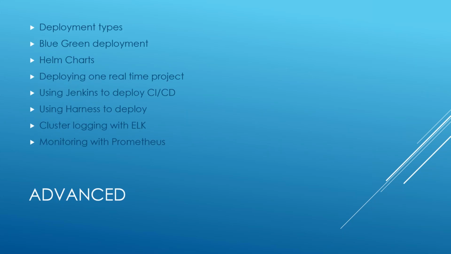And then we can discuss the deployment types, and we can use blue-green deployment. It's like zero downtime deployment, and we can have a discussion about Helm charts. Helm charts is nothing but a package management for Kubernetes, just like the yum command. So we have the Helm command to install Kubernetes applications very easily. You can just install Jenkins software within a minute using Helm charts.